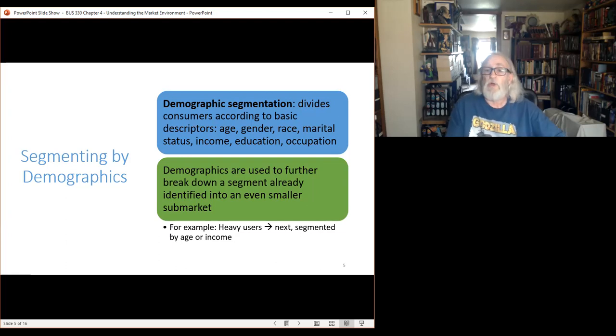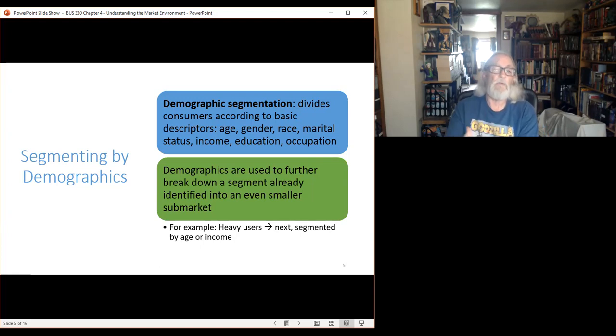So these demographics are just used to further winnow down that process, break down the segment into smaller and smaller parts, get them into the smallest possible submarket that we can identify. And so heavy users is one, but maybe we could identify those heavy users within that group by age or income.